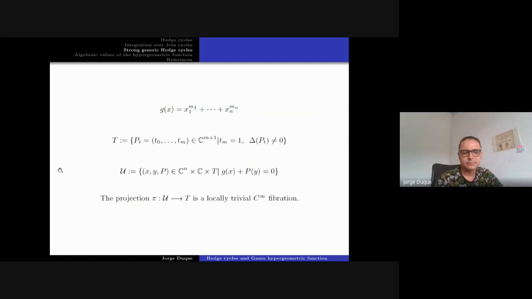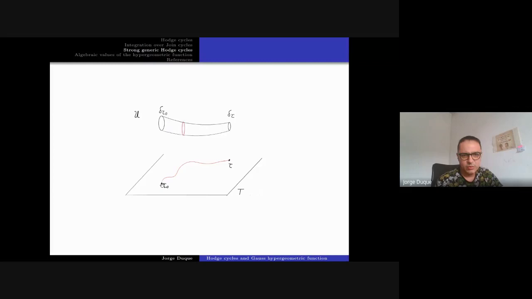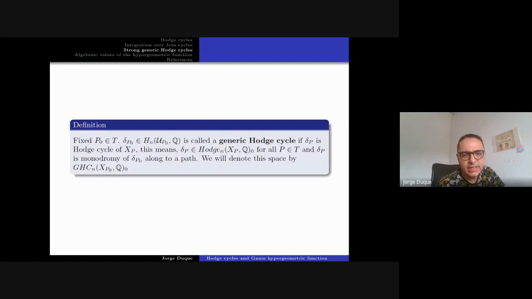Now let's take a Hodge cycle in the fiber T equal to zero. We consider this cycle delta zero. It is called a generic Hodge cycle if it is still a Hodge cycle when you move it along any path in the parameter space, as seen in the figure. This means you take this Hodge cycle, and this is a Hodge cycle, this is a Hodge cycle, and delta T is a Hodge cycle. When this cycle satisfies this, we call it a generic Hodge cycle. Any questions? Okay, here is just the formalization of the generic Hodge cycle, and we denote the space of generic Hodge cycles in this way.